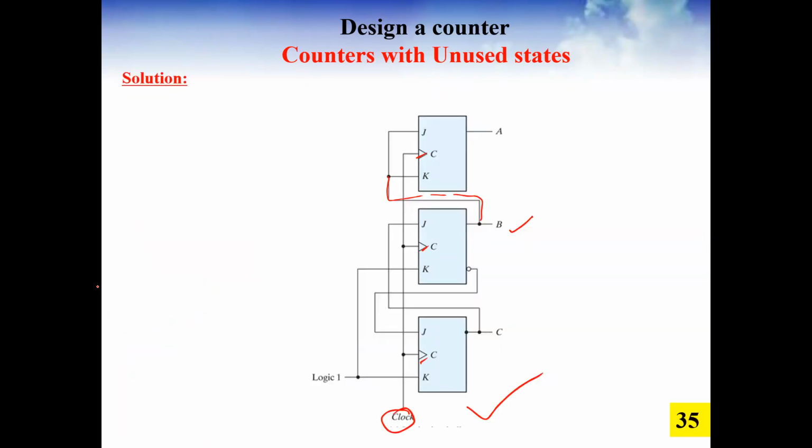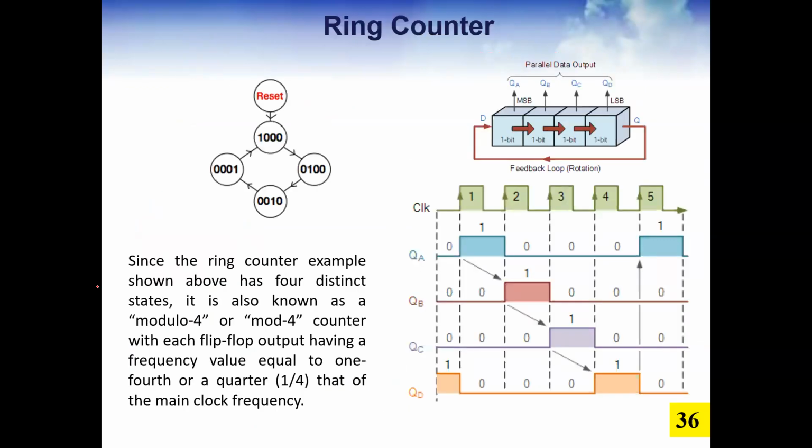So this is unused states. Special counters we call this type. Next is the ring counter.